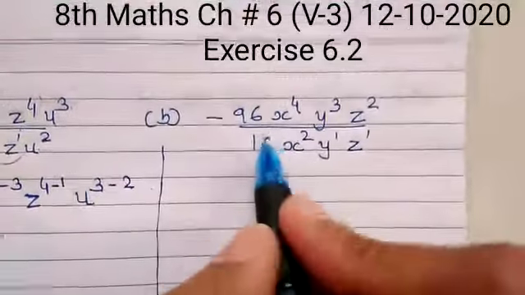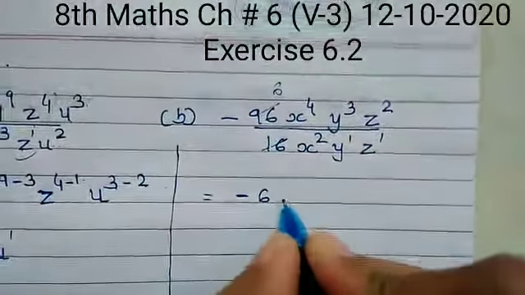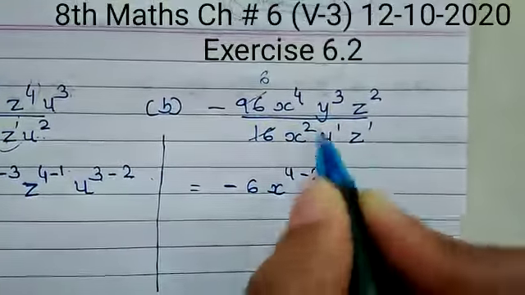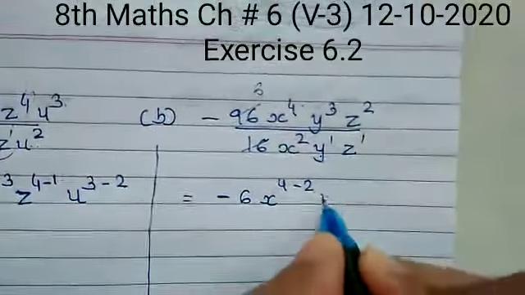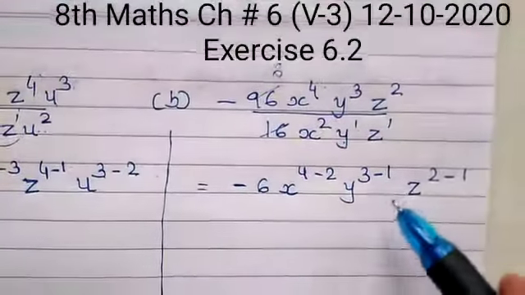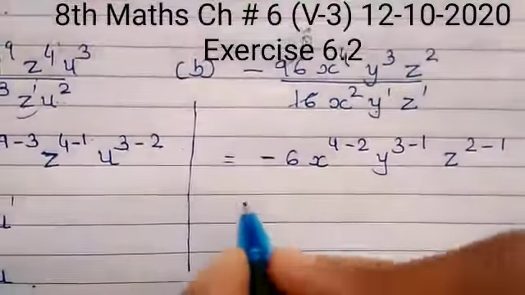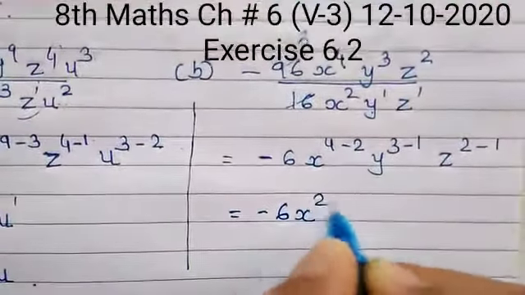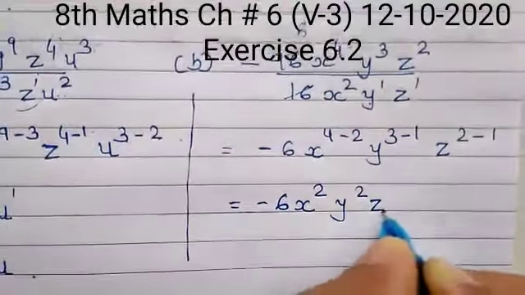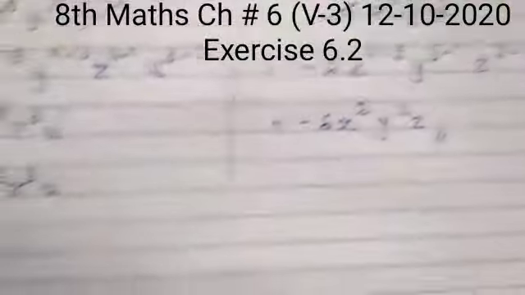Similarly, part b is given, so 16 sixes are 96, so we will get minus 6. Now x raised to 4 minus 2, right? y raised to 3 minus 1, z raised to 2 minus 1. We are just doing the subtraction of the powers only. Why? Because the division form is given. So minus 6 x raised to 2, y square, and z raised to 1, so we write z only. So this is our final answer.